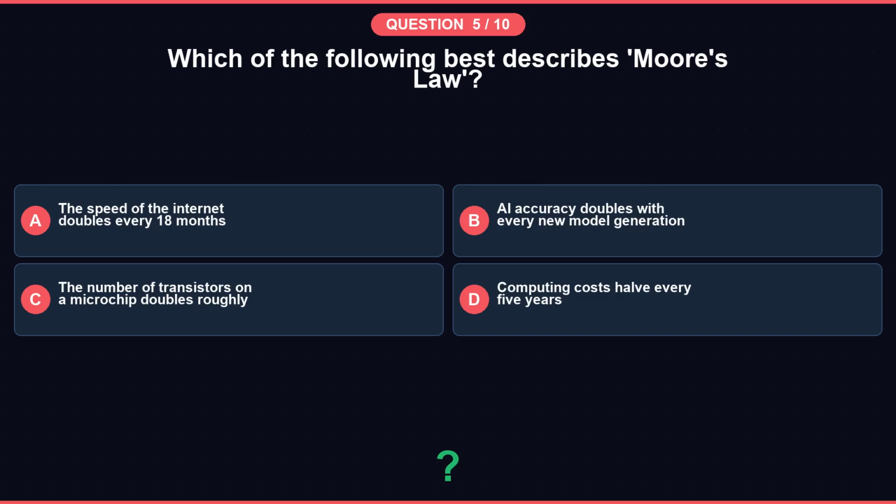Question 5. Which of the following best describes Moore's law? A. The speed of the internet doubles every 18 months. B. AI accuracy doubles with every new model generation. C. The number of transistors on a microchip doubles roughly every 2 years. D. Computing costs halve every 5 years.